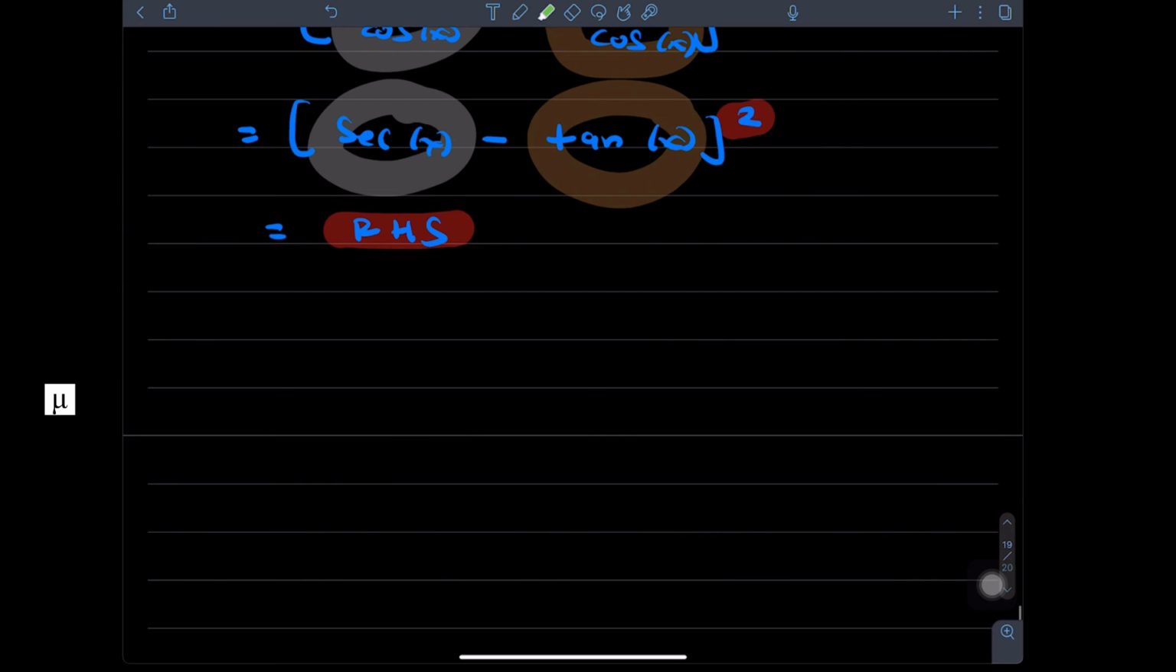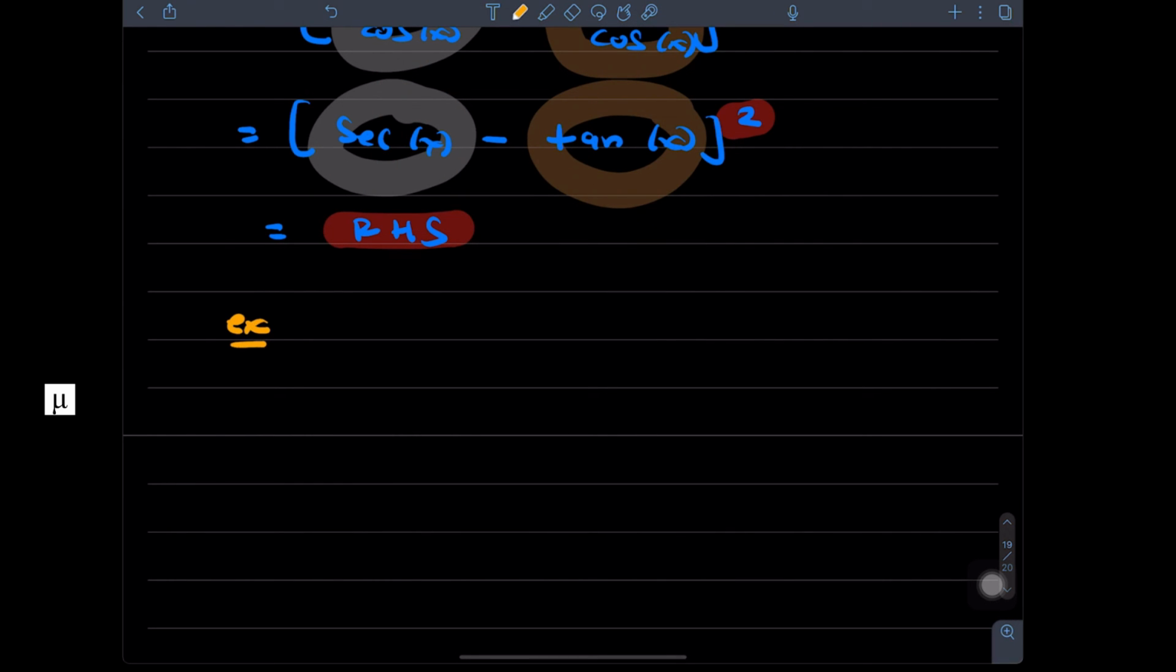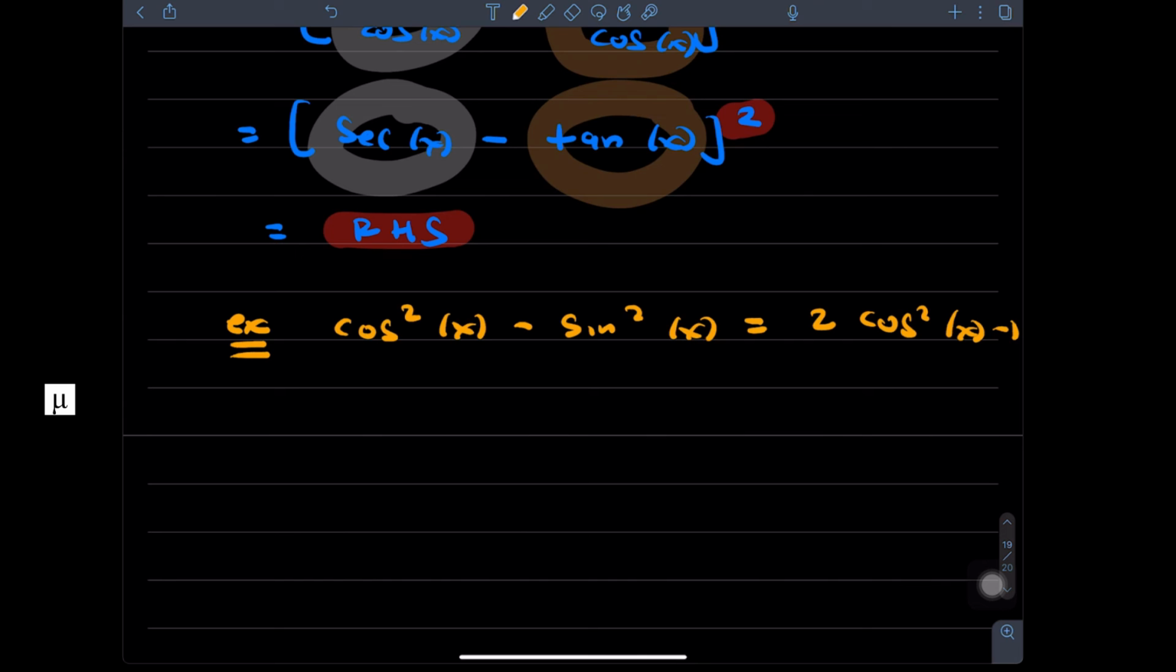I'll give you guys this last example. It's one of my favorite examples. This was a test question because this one is used in different settings. This is why I like it so much. Cosine squared x minus sine squared x is 2 cosine squared x minus 1. And I don't know if I got that in. Okay.